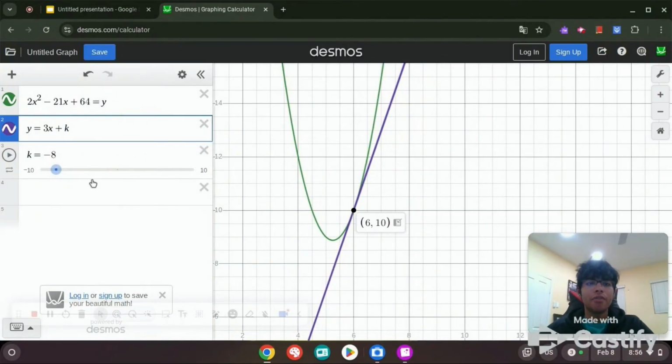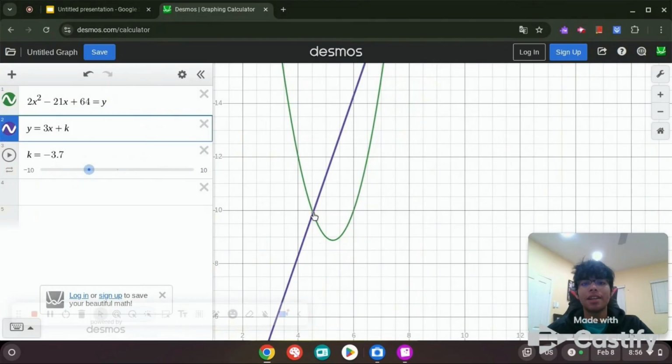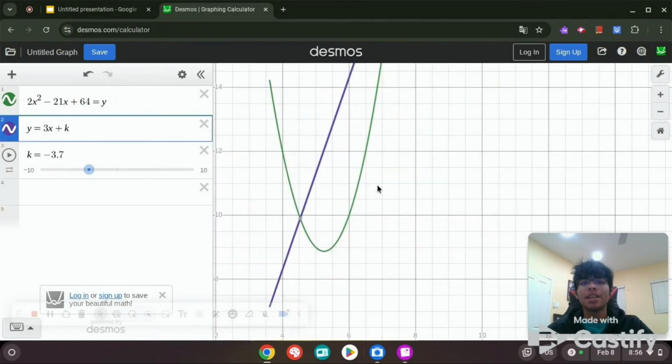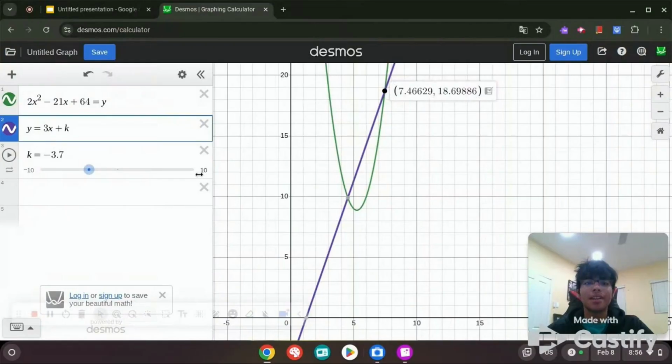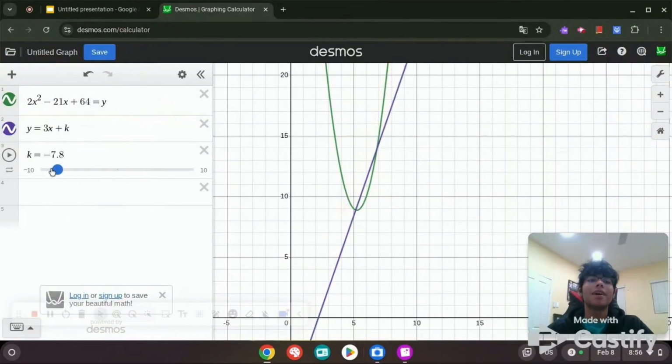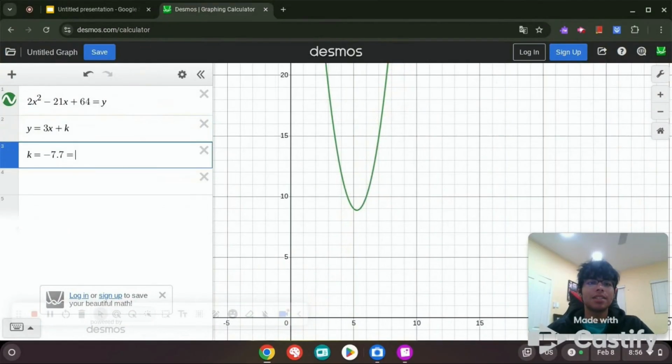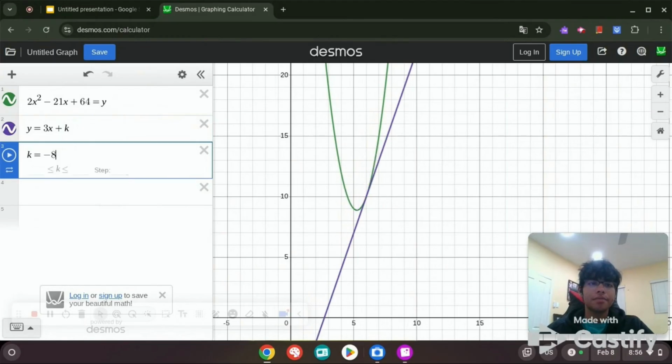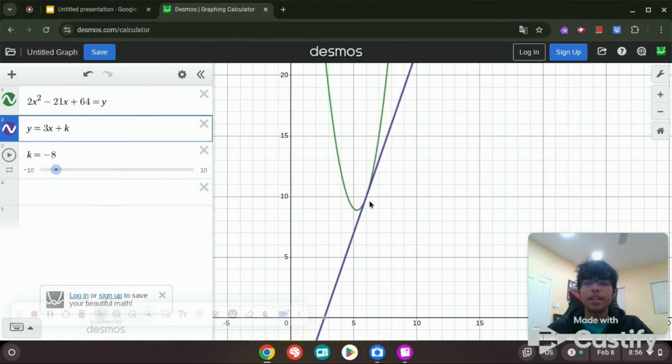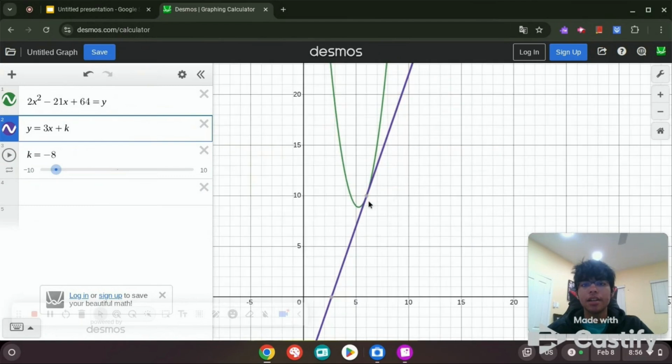Or like right here, if we move it to negative 3.7, we'd see two different points. But at negative 8, we only see one point. So if we go back to negative 8, let's just manually type this, negative 8. We click on the intersection, 6, 10. And 6 is the x value which we were looking for. So if you're in a rush, you can use this, or you can just double check with this.